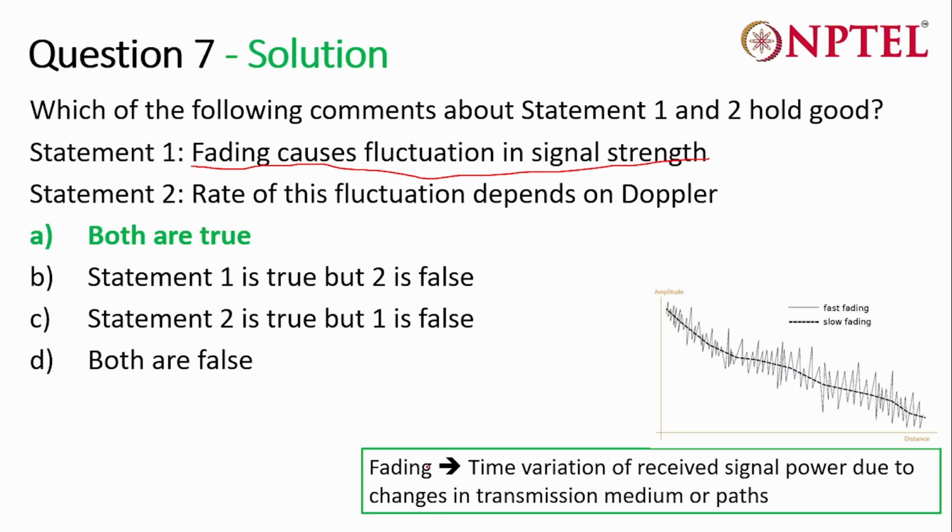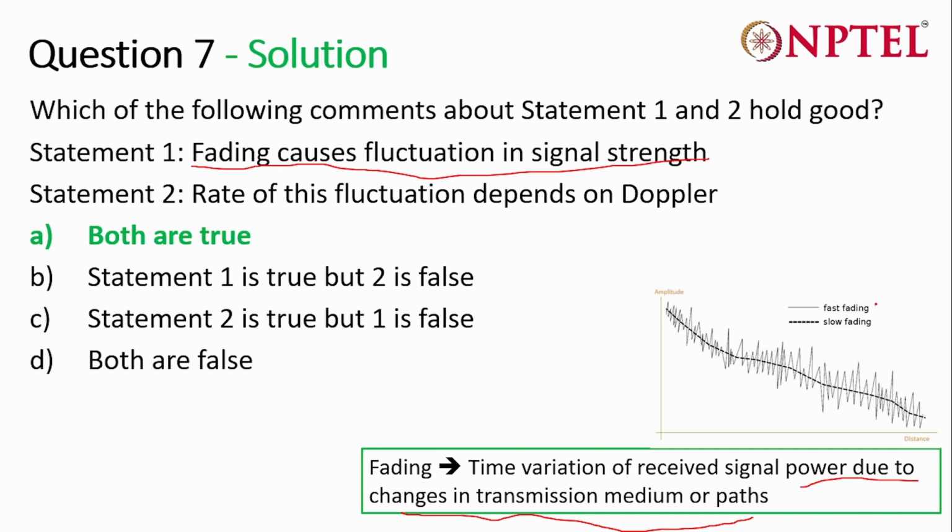Generally, fading, you could say that it is a time variation of the received signal power due to changes in the transmission medium or paths. That is, if it's a fixed scenario, that is, if nothing is moving, then fading could be because of the atmospheric conditions like rainfall and so on. If it's a moving scenario, then the movement or the obstacles in your path is going to cause fading.